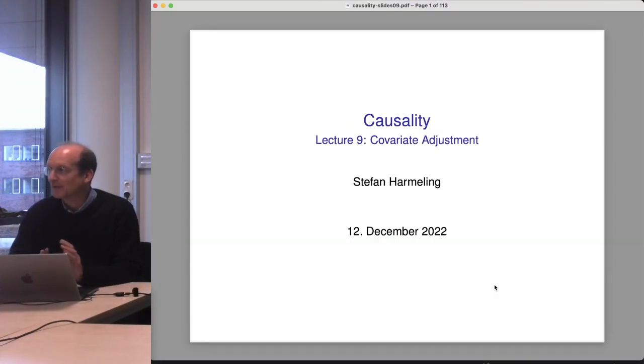Okay, welcome everyone to the next lecture on causality. Today we continue with covariate adjustment, which is a very interesting topic, and it also appears in other areas like econometrics under different names, but from our perspective, we also give it some treatment from the graph perspective.